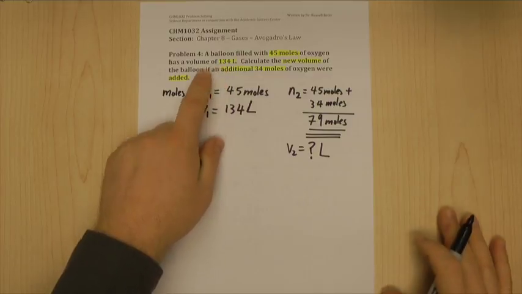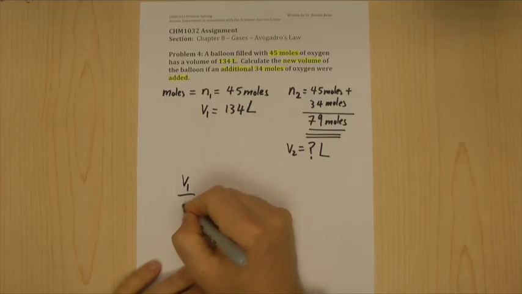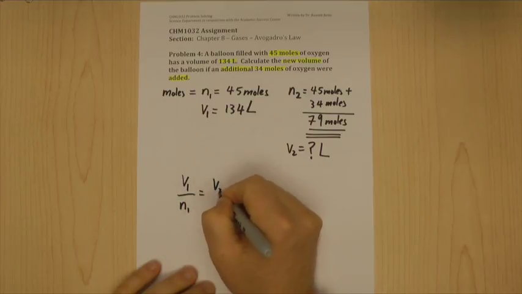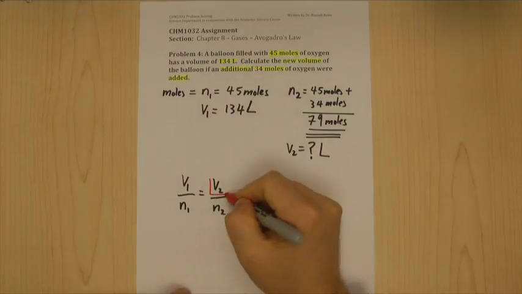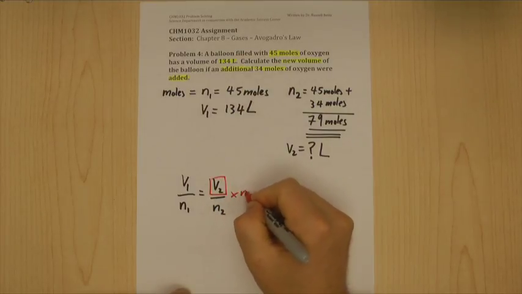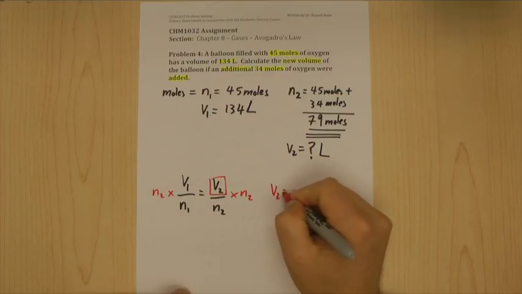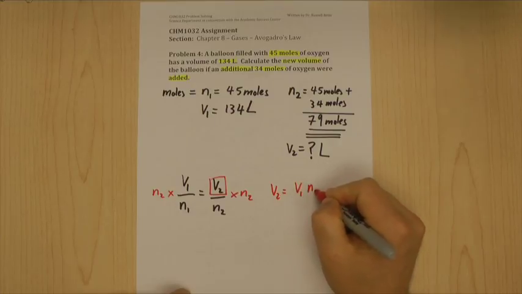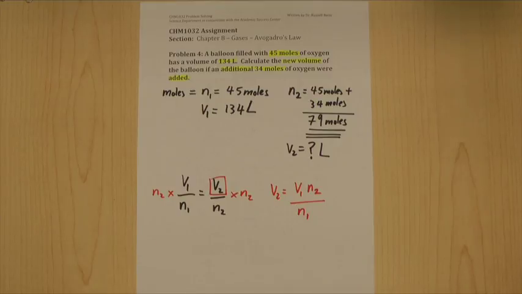Always check for logic. Okay, this is Avogadro's law. So this is V1 over N1 equals V2 over N2. And we're going to solve for V2. So multiply both sides by N2. And V2 will equal V1 N2 over N1. Okay? It's very common to make errors going from here to here. Just be careful. Just be mindful.